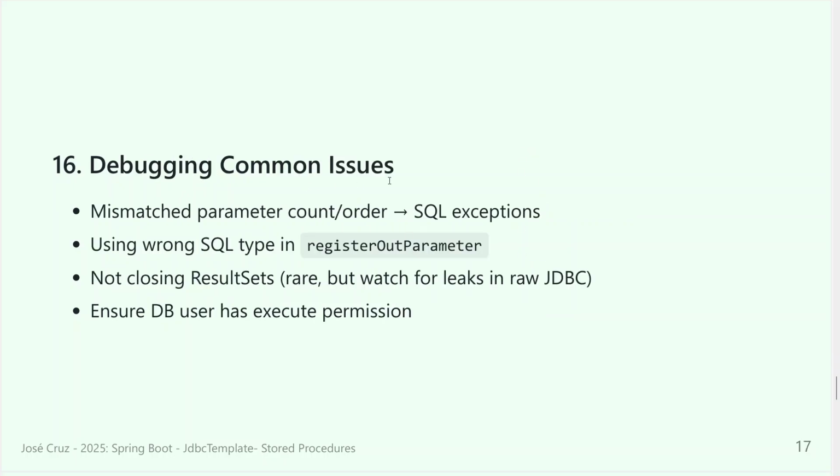And of course, debugging common issues: mismatched parameter count or order. Most of the times, most of the errors will be because we are wrong about how we set it. Maybe we changed the output in the stored procedure and we forgot to do it in the Java code. It's a quite common error. Using the wrong SQL type on the register output parameter, not closing result sets, because since we are now controlling the result set on a stored procedure, it's not the JDBC template controlling it, so we should close it, for instance, and ensure that the DB user has execute permission. But this kind of error, I think, will show when you try to execute your code.